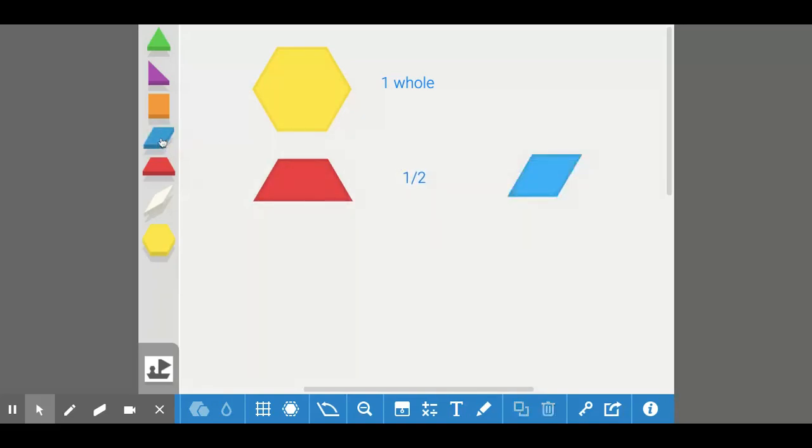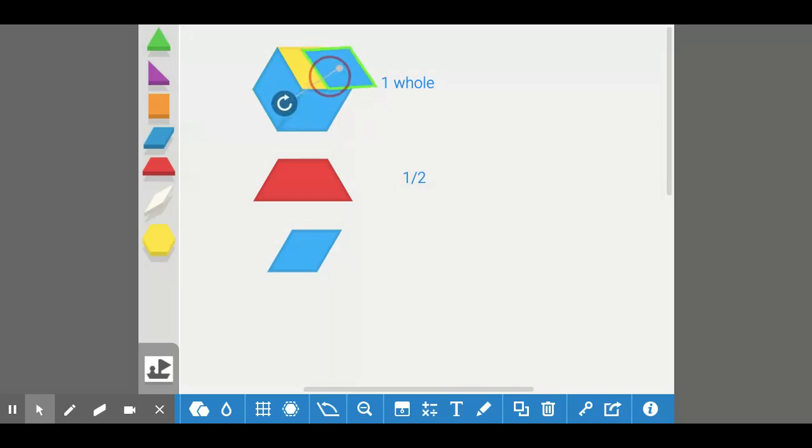What about these blue shapes? How many blue shapes fit in the whole? Well, let's see. You can nicely put one like that. Might have to turn them a little bit. Takes a little bit of spatial thinking. There we go, and we need one more. So the blue shape is 1/3.